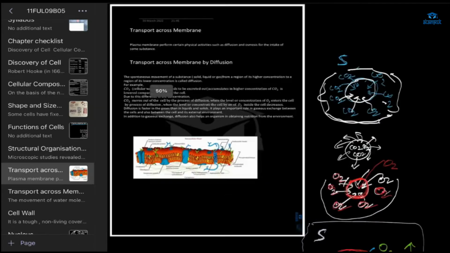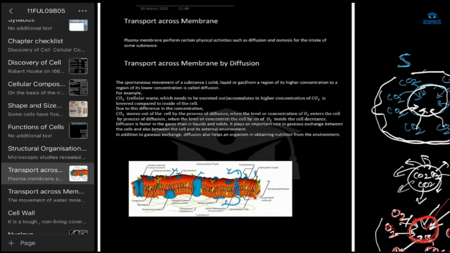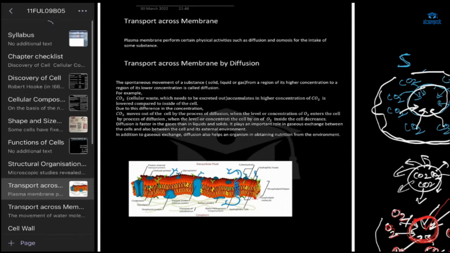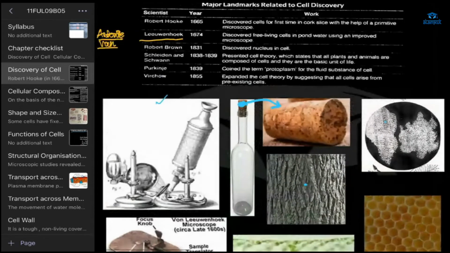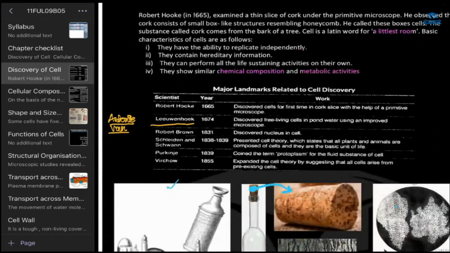So, I'll give a short recap of what we have learned. We are learning the fundamental unit of life, and that is the cell. First we'll go through this. Robert Hooke discovered the cell.